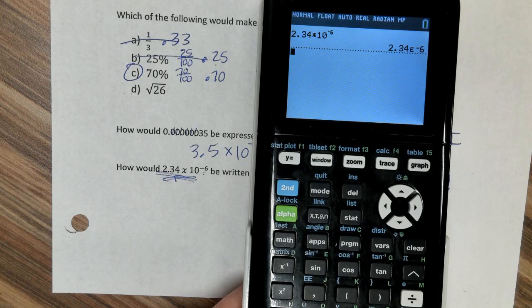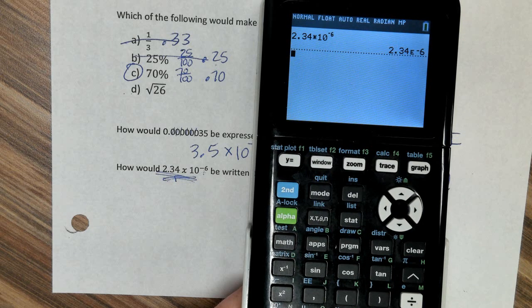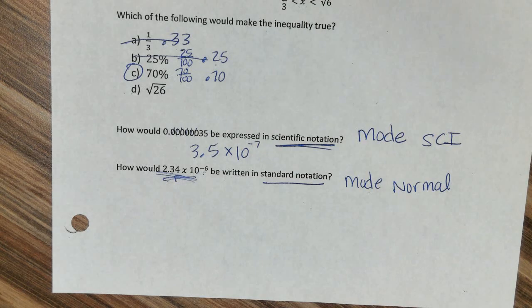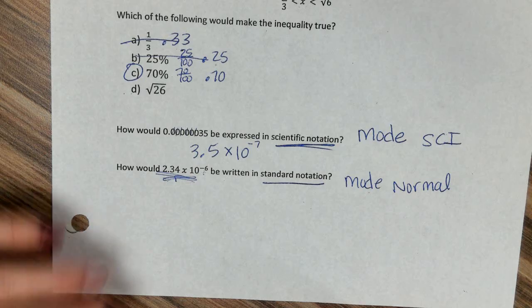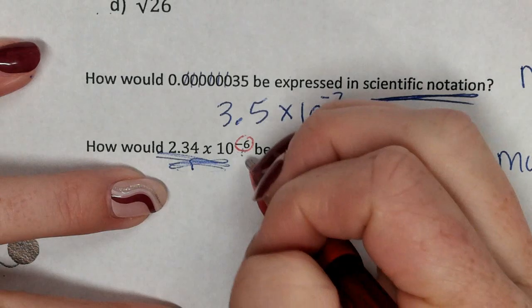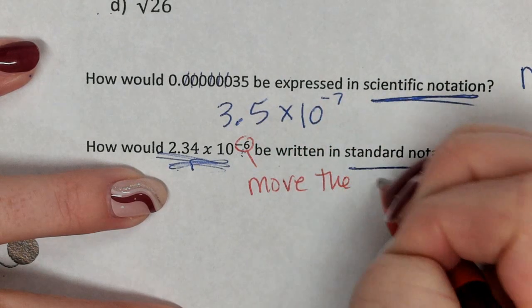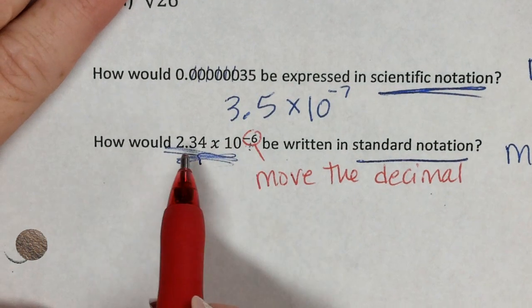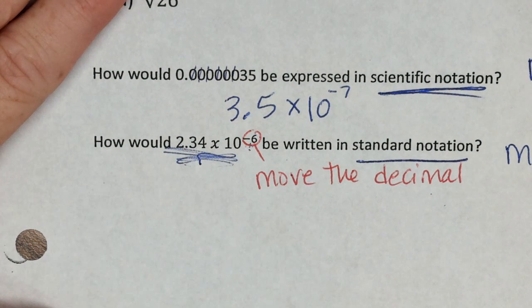Did it take that and make it a normal number? No. It should have, but it didn't. So what do we do? We got to go do it by hand by moving the decimal. So circle the exponent. Let me zoom in. This is going to tell you to move the decimal 6 places. If it's a positive, I move it to the right. If it's a negative, I move it to the left. Since this is a negative, I'm going to take this decimal and move it 6 places to the left.